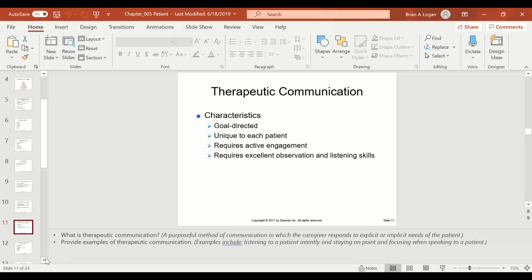So we talked about therapeutic touch before. There's also therapeutic communication, right? This is where we're talking to the patient about their particular illness or the surgery they're going to be having. Have they thought about the things that are to come after surgery?